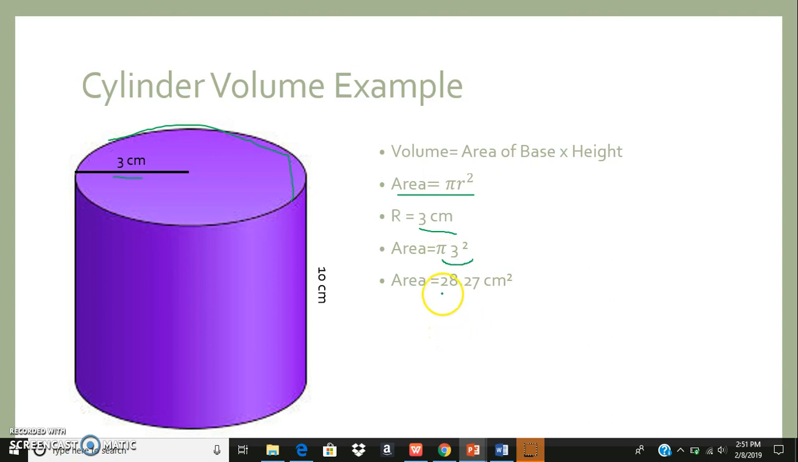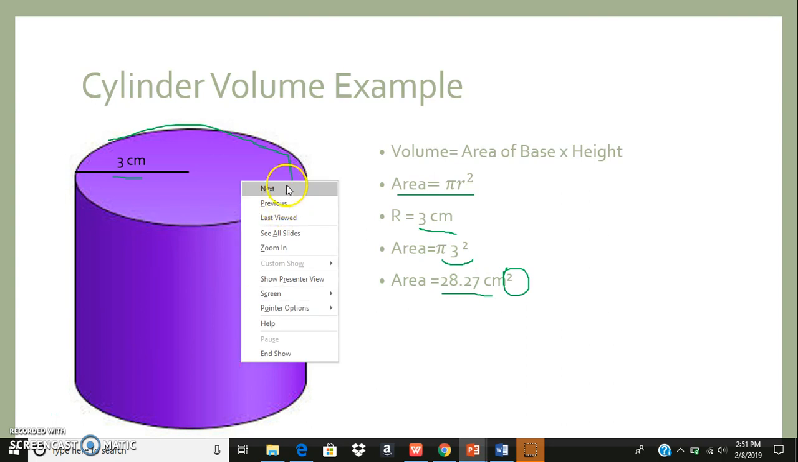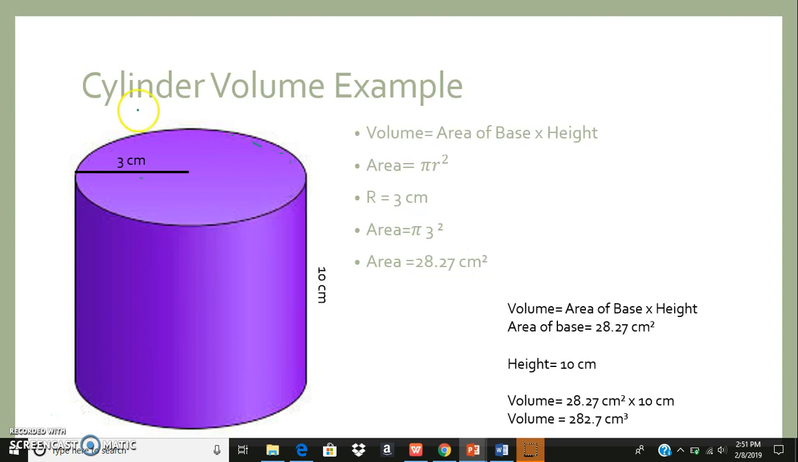So we're going to plug that in. So area equals pi times 3 squared. And once we calculate that, we have our area as 28.27 centimeters squared, since it's the area. So we're going to take that information that we just learned, and then we're going to use that to find our volume. So volume equals area of the base times height. So our area of our base is 28.27 centimeters squared, and we have our height of our cylinder right here, and it is 10 centimeters.